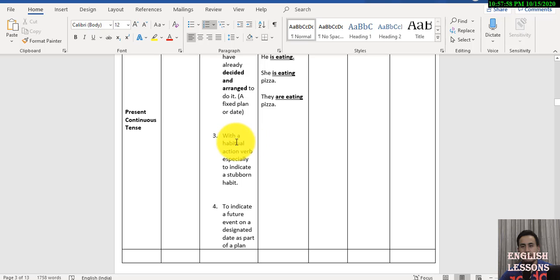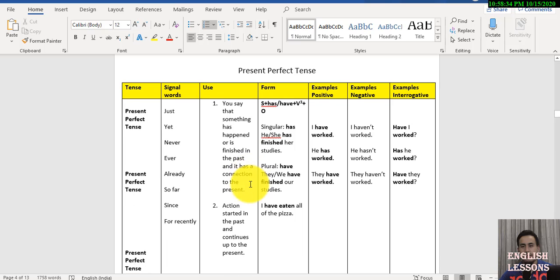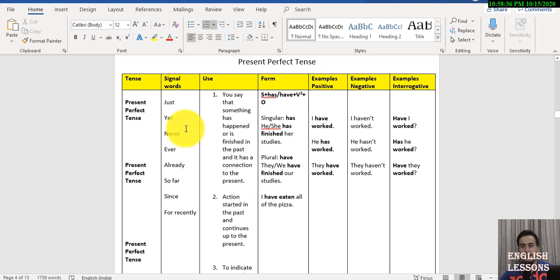The uses: with a habitual action verb, especially to indicate a stubborn habit, and to indicate a future event on a designated date as part of a plan. Like I've said earlier, if it is specific, if date and time are mentioned, use present continuous tense instead of future continuous tense. Present perfect tense. The signal words are just, yet, never, ever, already, so far, since, for, recently.